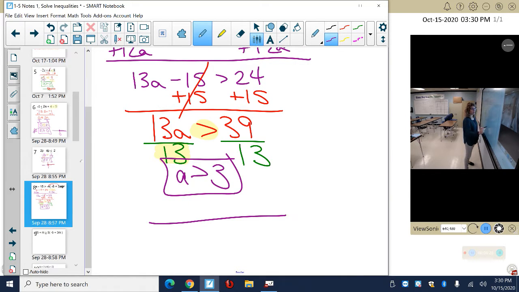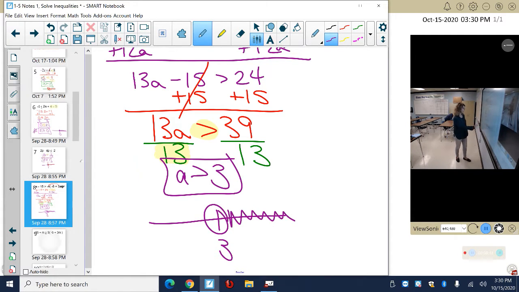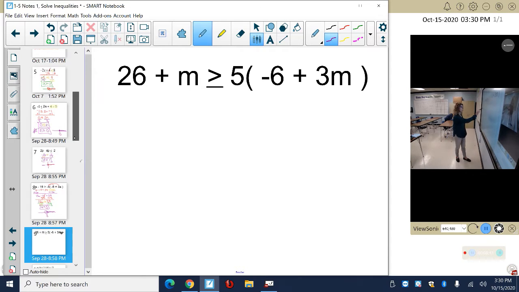So how do I graph that? Throw 3 on the number line. Is the line underneath the symbol? The line is not underneath the symbol, so I have an open dot at 3, and I shade the direction the arrow is pointing, which is to the right. Okay? Same concept.